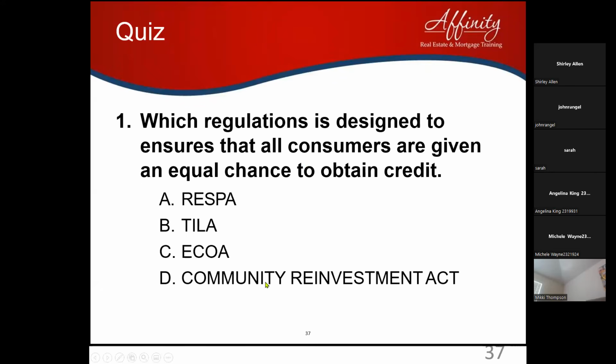Okay, what regulation is designed to ensure that all consumers are given an equal chance to get credit? What law is that? Post in the chat quickly. We're already at 11. We'll be at 12 for a short, quick lunch break shortly. Okay, one person posted in the chat. We move more expeditiously if we post. I would appreciate it anyway. Thank you guys.